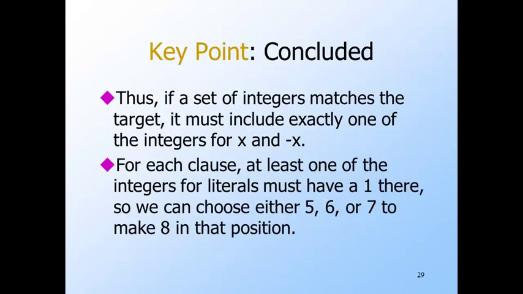Now let's look at the low order positions for the clauses. The target has 8 in that position. We can't have 2 or 3 of the integers that have 5, 6, or 7 in that position. The sum would be too great. The only way we're going to have integers that sum to 8 in the position for a clause is if between 1 and 3 of the integers corresponding to the literals of that clause are chosen, and we can use one of the integers 5, 6, or 7 to make up the difference and reach exactly 8.